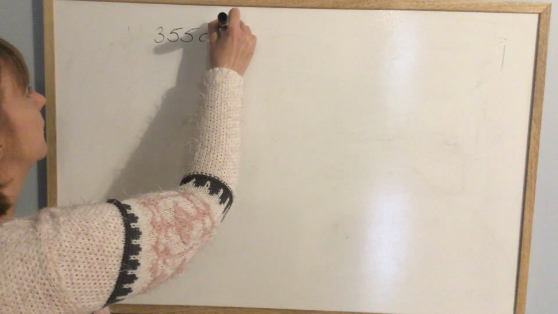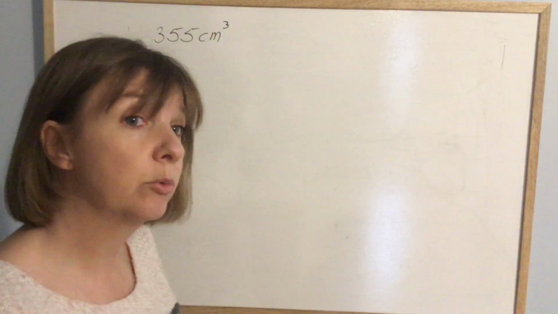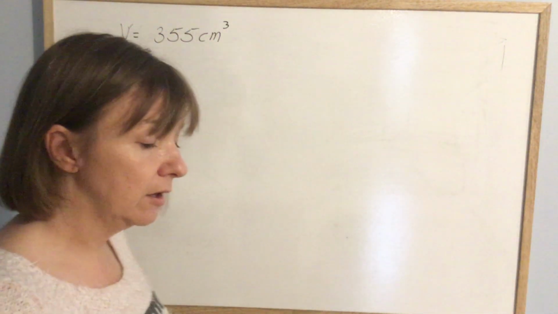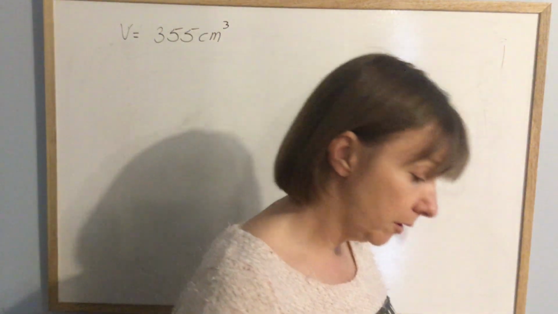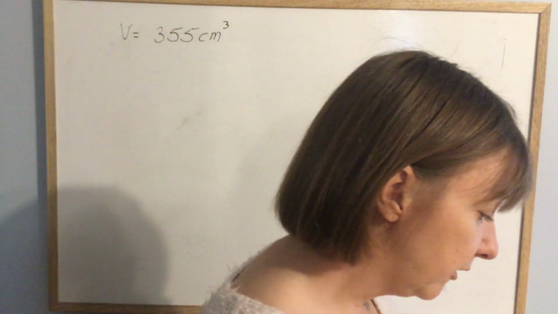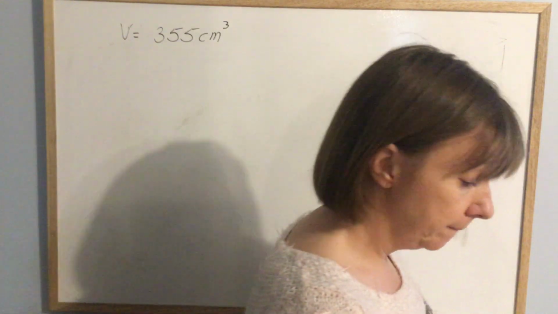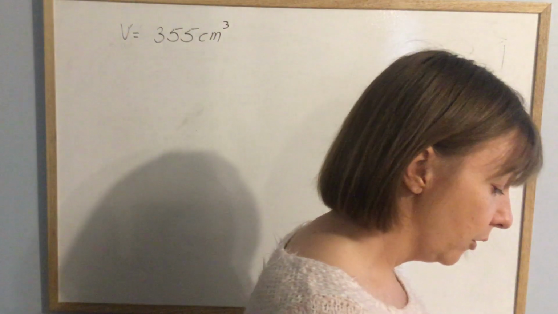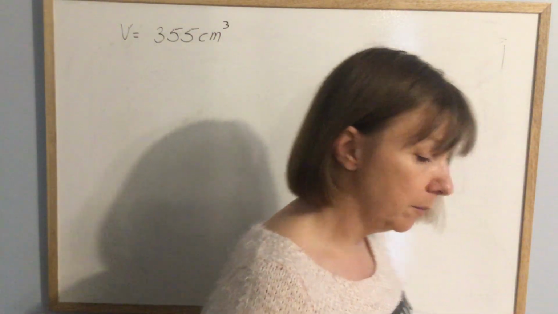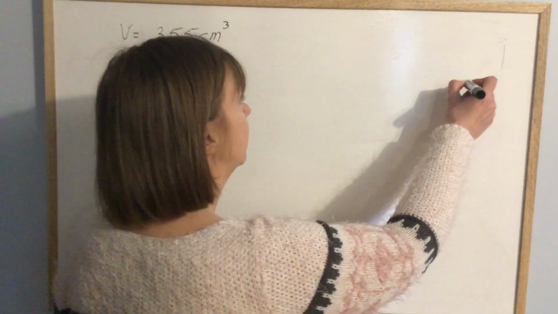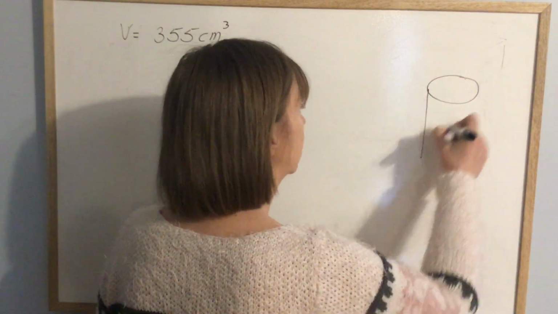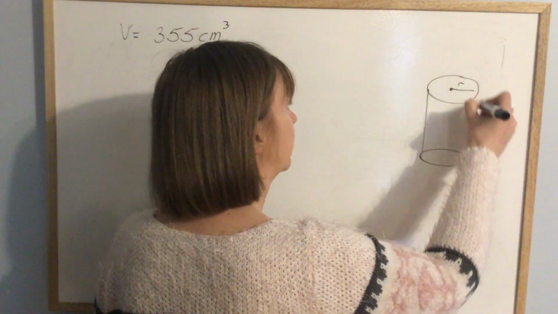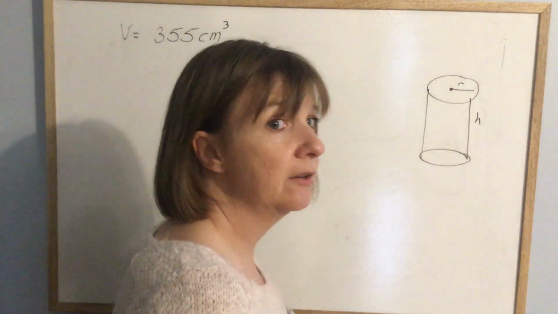355 cubic centimeters, because it's cubic, that means we're talking volume. So the volume of this can is 355 cubic centimeters. And it says determine the most economical shape for a can, and a can is always a cylinder. So in other words, what should the dimensions be? So if I have a cylinder, when we're talking dimensions, we're talking about what should the radius be and what should the height be.